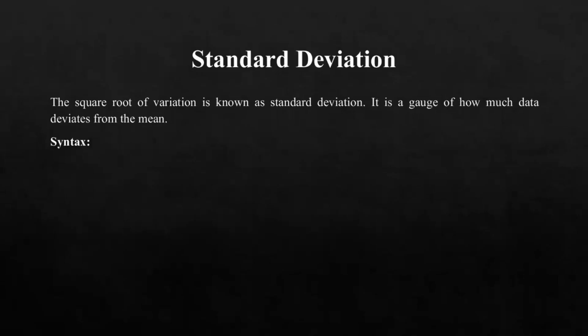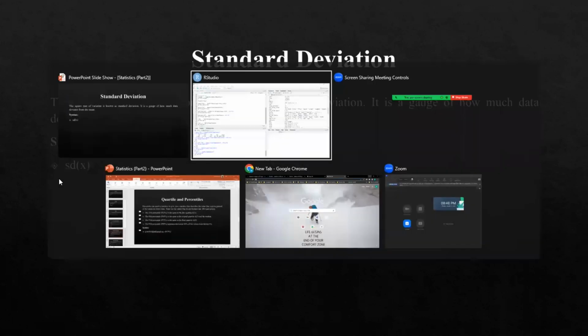Next, we have standard deviation. The square root of variance is known as standard deviation. It is a gauge or measure of how much the data deviates from the mean. The syntax to find the standard deviation is SD and then pass the data frame or the values. Let's implement.